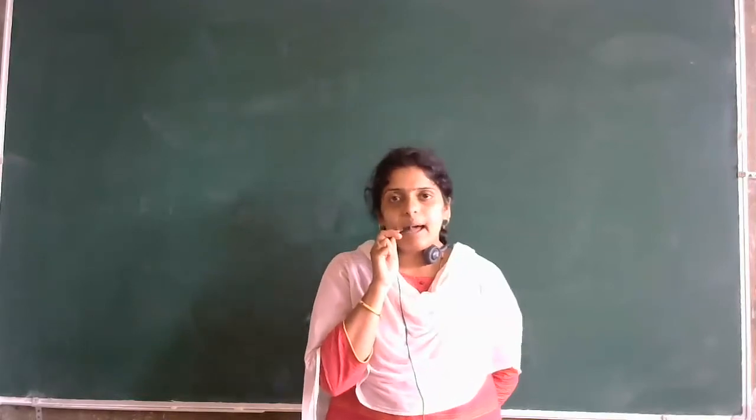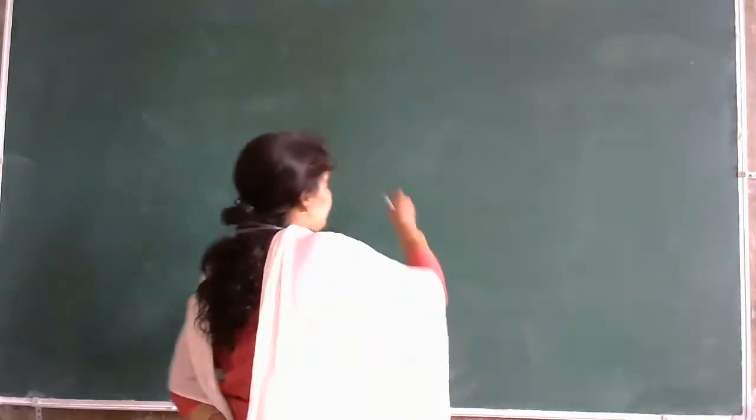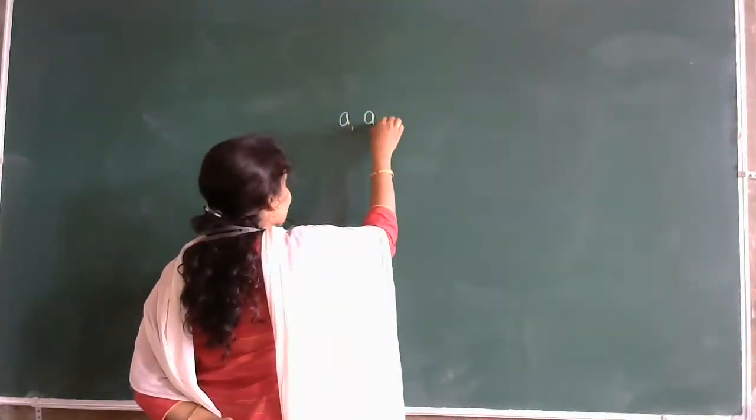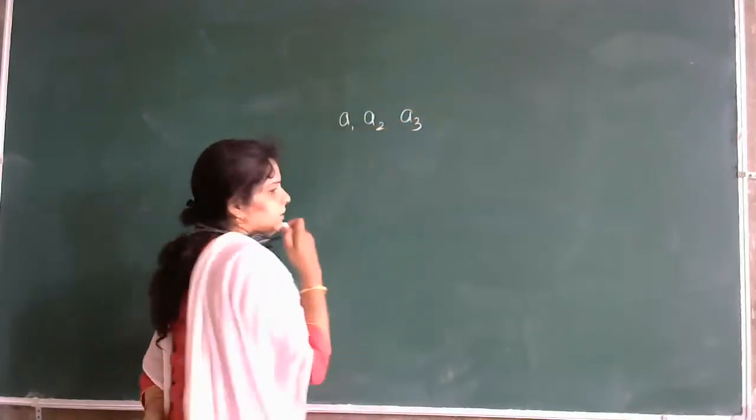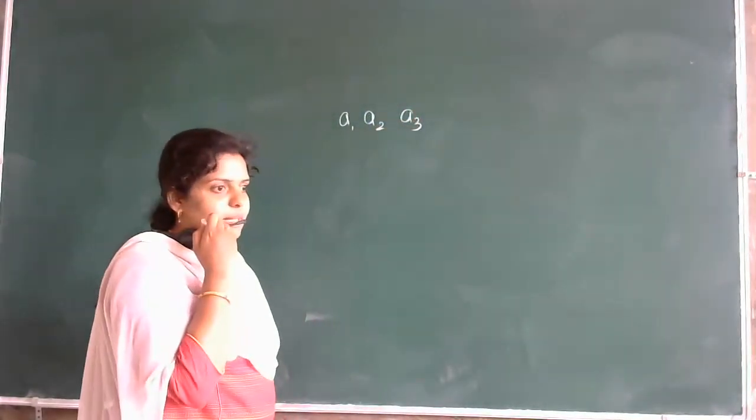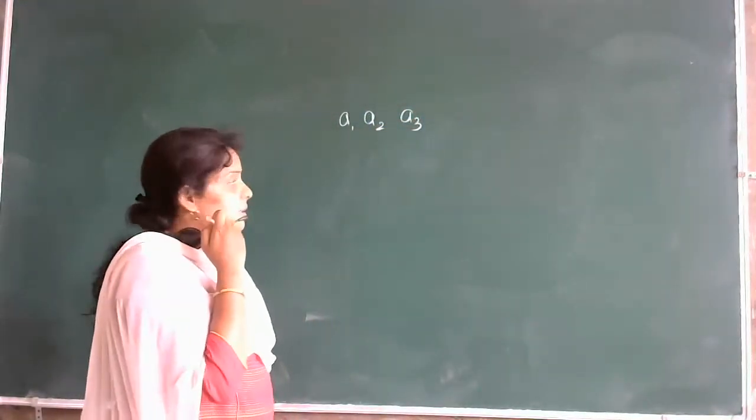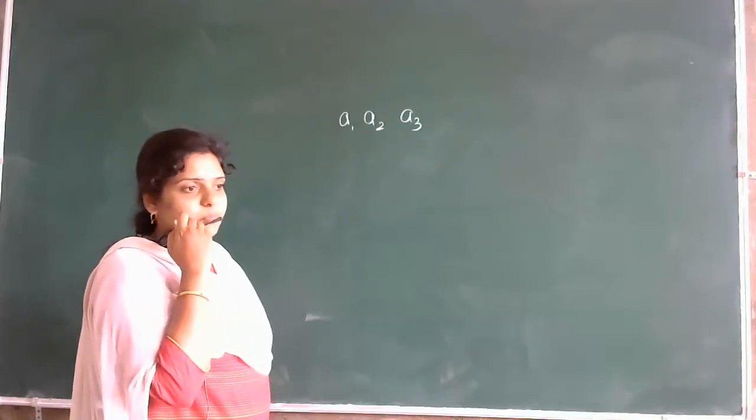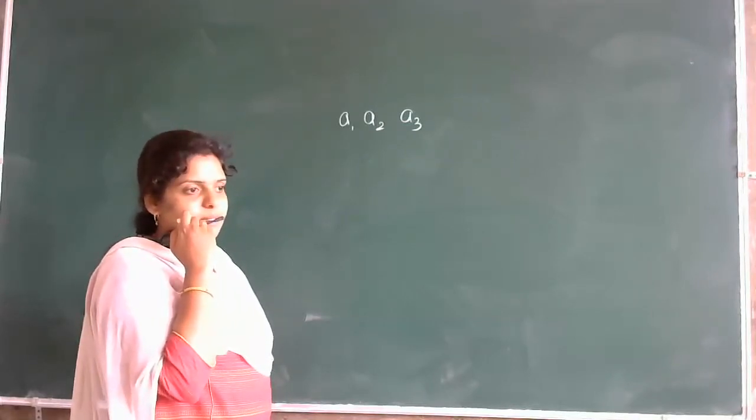So how are you going to write this absolute error? Suppose we have numbers like a1, a2, a3. The board is clearly visible, or shall I take the camera still more front?